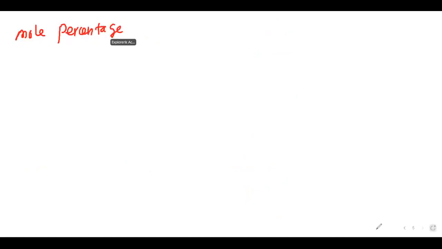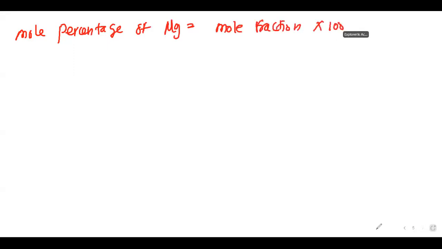Mole percentage of magnesium. For that we take the mole fraction and multiply it by 100%. The mole fraction of magnesium we found is 1 over 3. Multiplying 1 over 3 by 100 gives 33.33. Oh, is it? Right. So the percentage is 33.33.